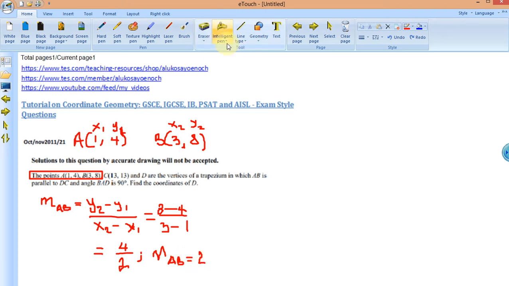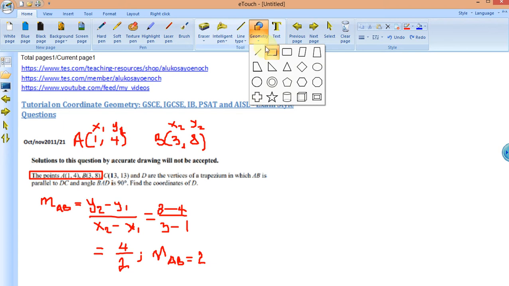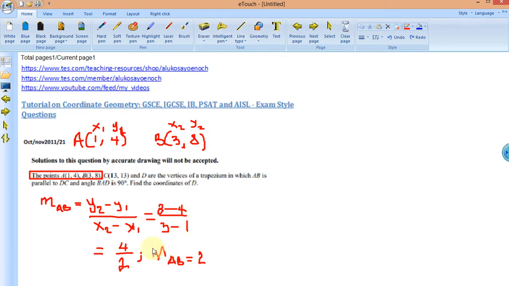Before I continue, let me make a quick note. If you are given two lines and the two lines are parallel to each other, then the gradients will be equal. But if the two lines are perpendicular to each other, then the product of the gradients should give you -1. Don't forget that. Okay, so let's continue now.